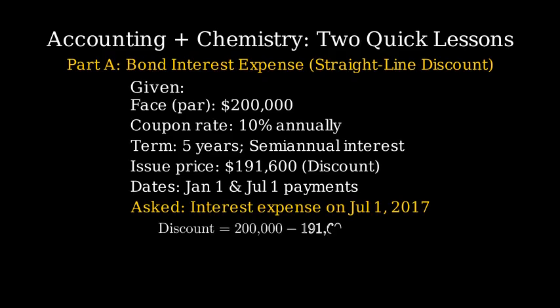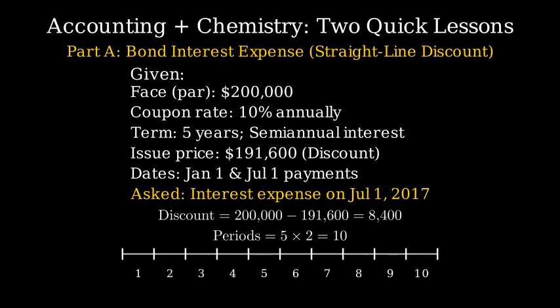Step 1. Compute the total bond discount. That's face value minus issue price, which equals $8,400. Step 2. Determine the number of interest periods. 5 years with semi-annual payments gives 10 total periods.